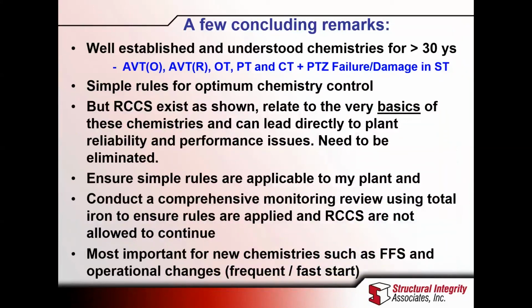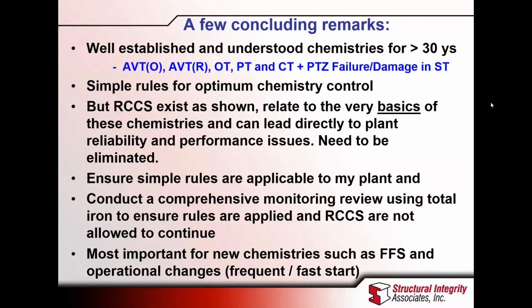I just wanted to make a few concluding remarks here. First of all, is that we have, for the HRSGs combined cycles, well-established and understood chemistries, which have been in existence for 25 to 30 years. So this is the all volatile treatments, the oxygenated treatment, phosphate treatment using only TSP, caustic treatment, and an understanding of the phase transition zone, failure and damage in the steam turbine. There are some simple rules for optimum chemistry control. I gave you those on the second slide at the beginning, but as we've seen, the repeat cycle chemistry situations exist as shown, and these relate to the very basics of these chemistries, and of course can lead directly, as I've indicated, to plant reliability and performance issues.